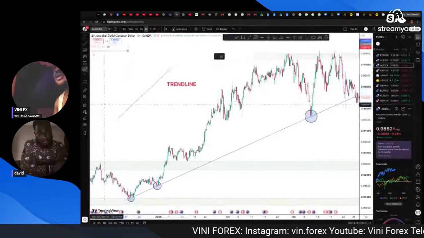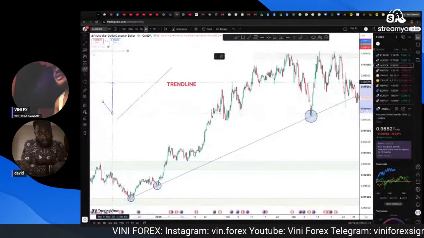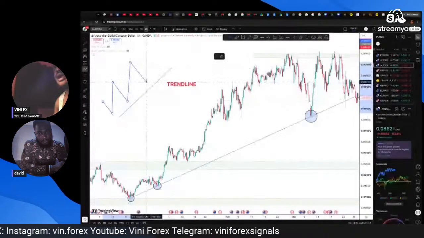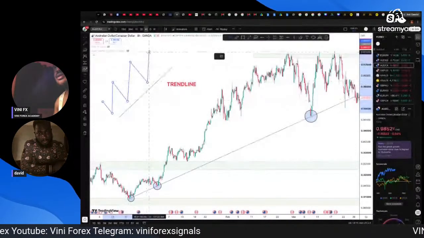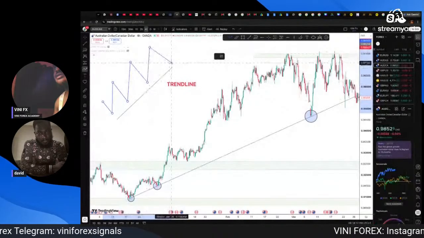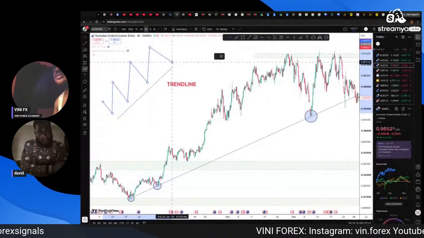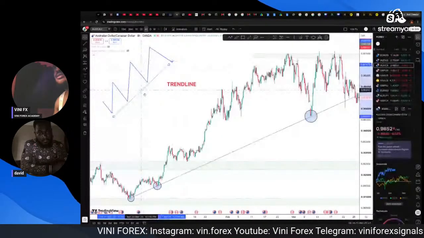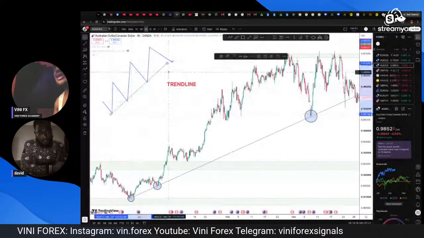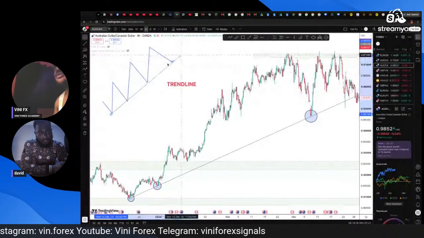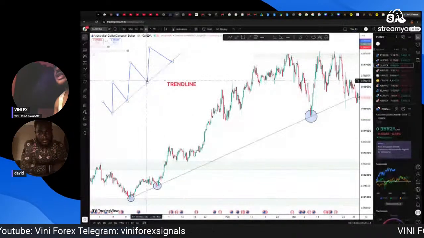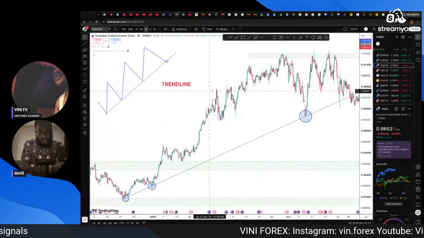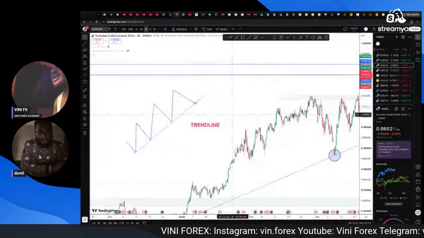This is an uptrend: a high, a low, a higher high, a higher low, a higher high, a higher low, a higher high, a higher low. So this is your uptrend. Now you can see it is a trend line that is going up. Why? Because this is an uptrend.